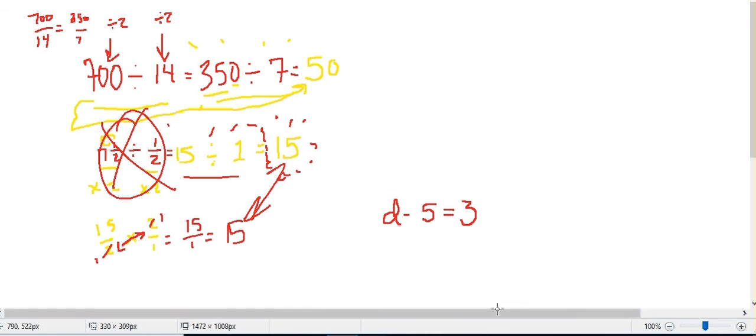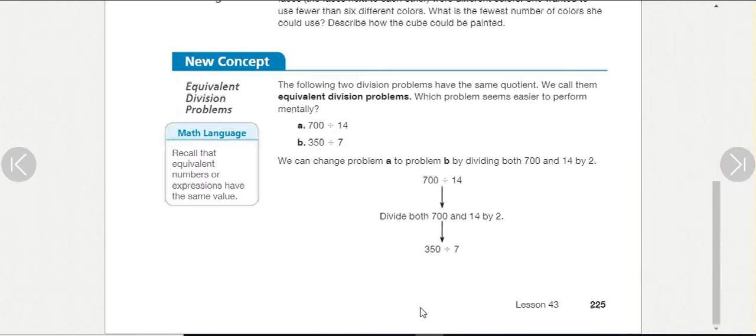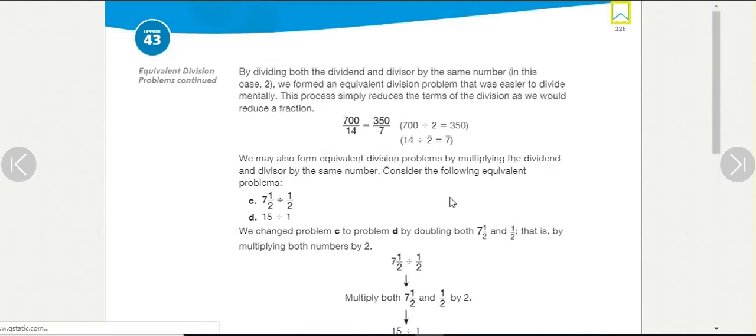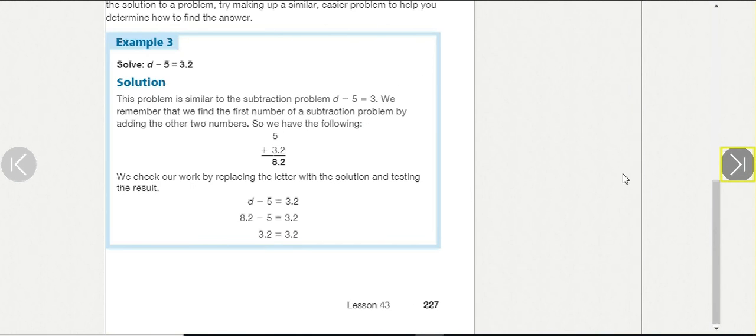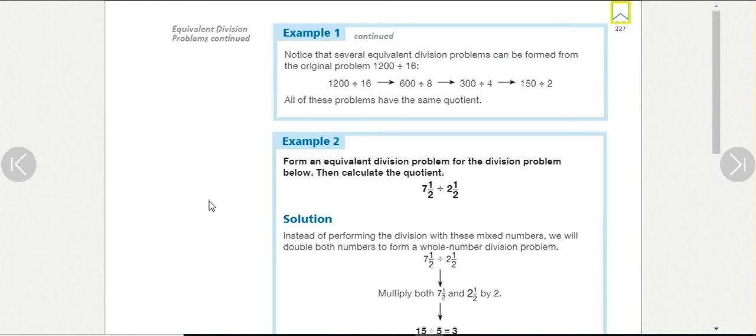Let's see what the book has for us. This is example 1 on page 226. Sure enough, 8 goes into 675 times. Several equivalent division problems can be formed. Whichever one you could have done in your head, choose it. But go all the way down if you have to.